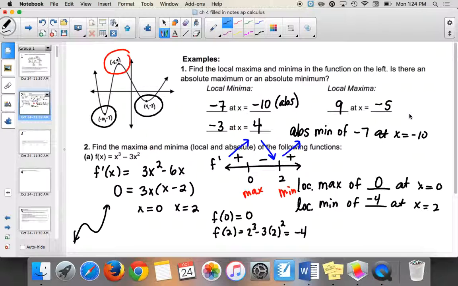Yes? Do you have a question? How do you know if this one goes on forever? Because a lot of times we'll have intervals. This one didn't say on a certain interval. So a normal x cubed function, we know the end behavior, we know the ends go like that, right? Remember that? So the ends are going to go forever.